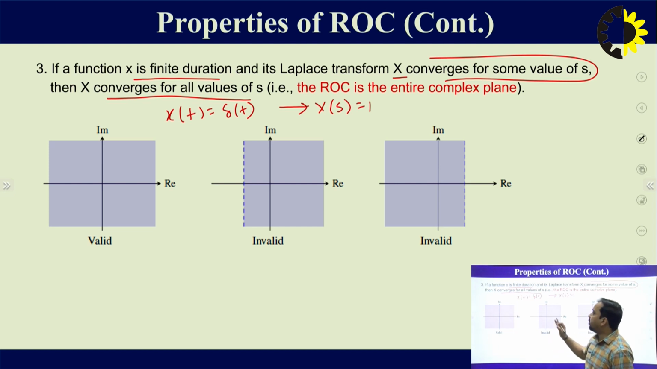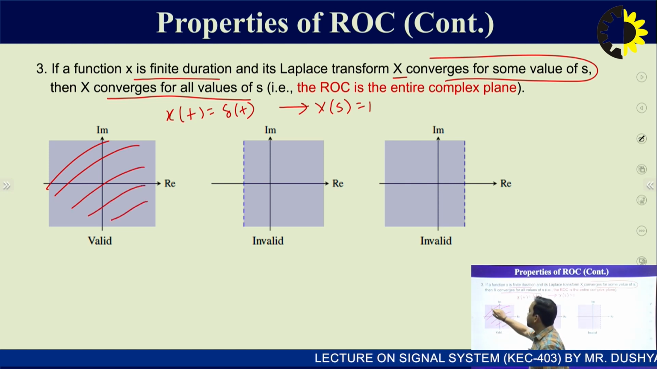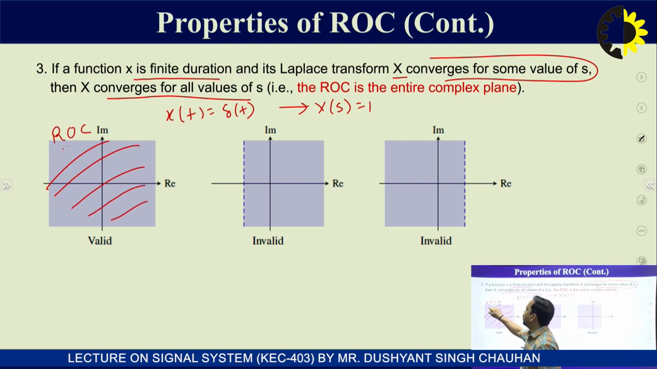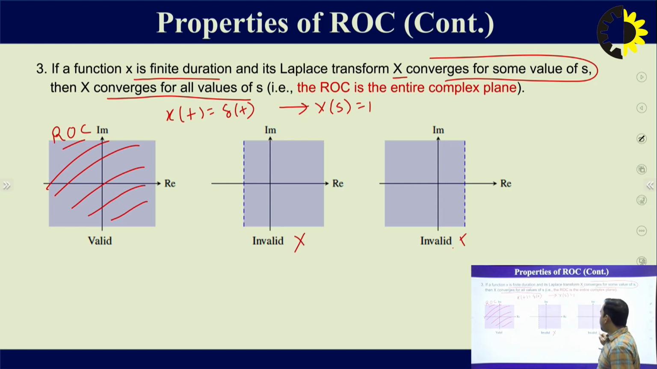So if a function X is of finite duration and absolutely integrable, then the ROC is the entire s plane. The entire s plane will be the ROC of this particular signal delta t. So these ROCs, right sided or left sided, won't be possible here. This is a valid ROC, whereas these two are invalid, because they correspond to some right sided signal and this one corresponds to some left sided signal. So this is the third property of ROC.